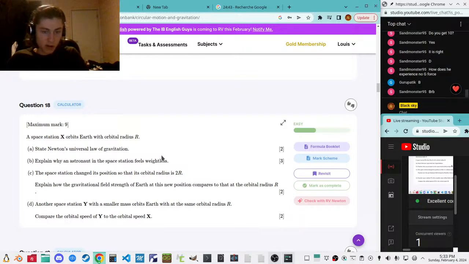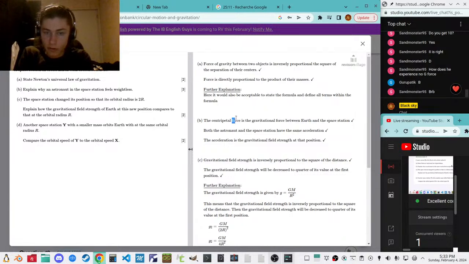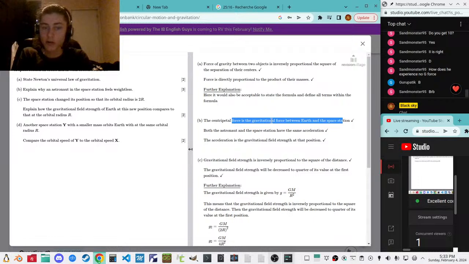Explain why an astronaut in the space station feels weightlessness, because the space station is in circular motion, I guess you have to say. Therefore, it's accelerating at the rate of the acceleration. Centripetal force is the gravitational force between Earth and the space station. I had that. Both the astronauts and the space station have the same acceleration. It's the same thing.